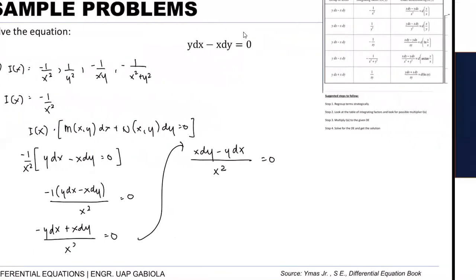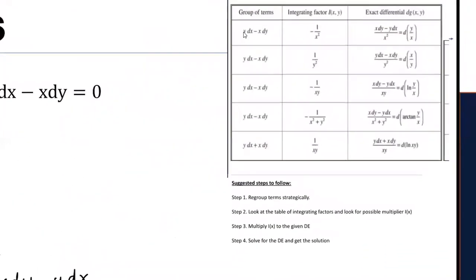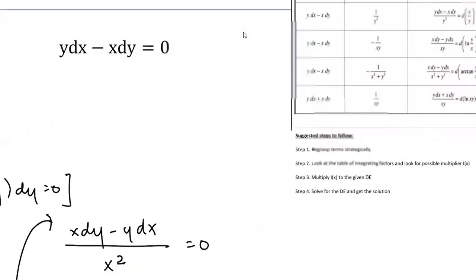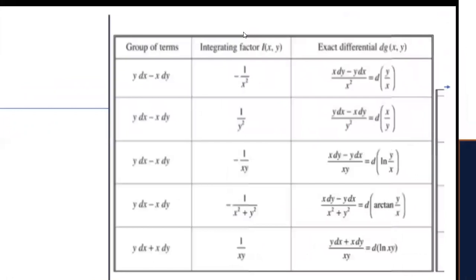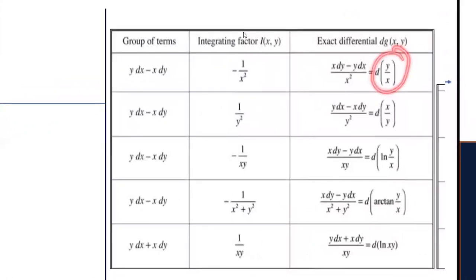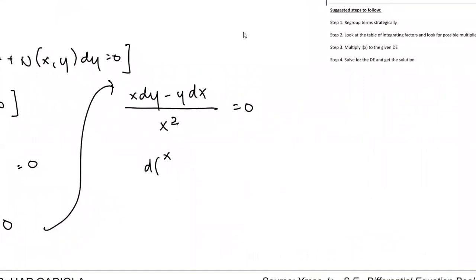Okay, so when you go back sa table, as you can see, you have already written the same form na nandito. No? Ayan, ito yun, no? x dy minus y dx over x squared. So once you have this quantity, exact differential daw niya is y over x. Okay? So meaning, this can be equal to d of y over x is equals to 0.